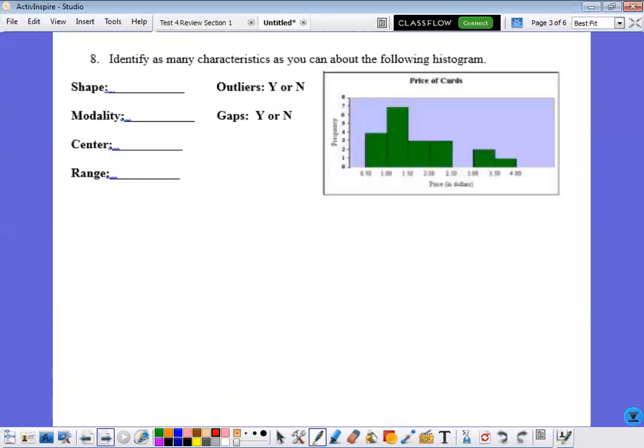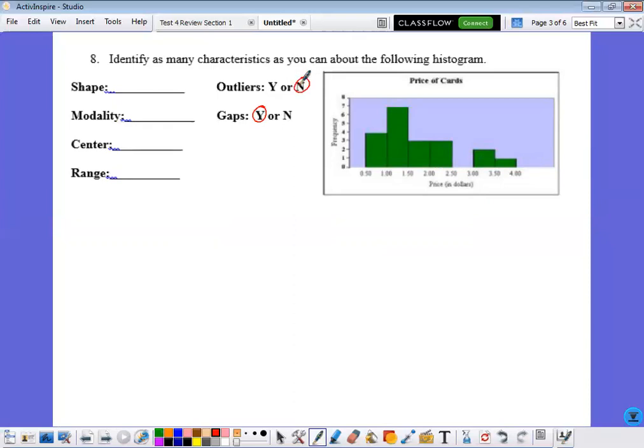Looking at this question. So this one was from one of your practice things, and it asks you to be able to identify the shape, modality, center, range, if there's outliers or gaps. And so the first ones I'm going to get out of the way. Notice we have a gap right here. We have data. We have a space or a frequency of 0, and then we have data again. So this one does have gaps. I'm not going to consider these outliers because they're kind of grouped together. It's a good chunk of our data over here. Outliers I would probably consider a little further away and maybe just secluded by itself. So I would say no outliers.